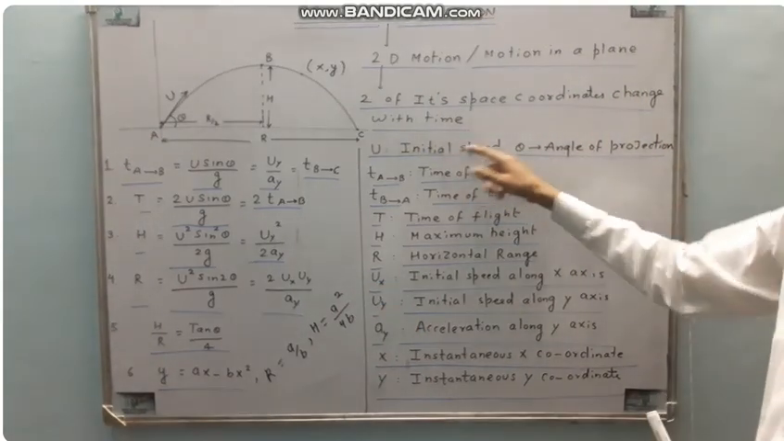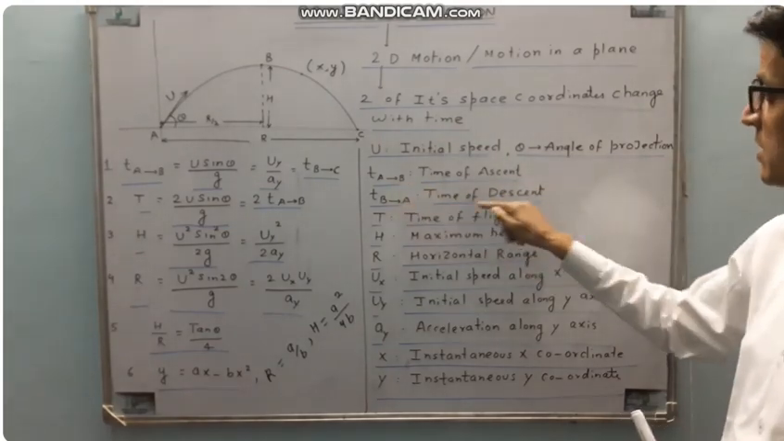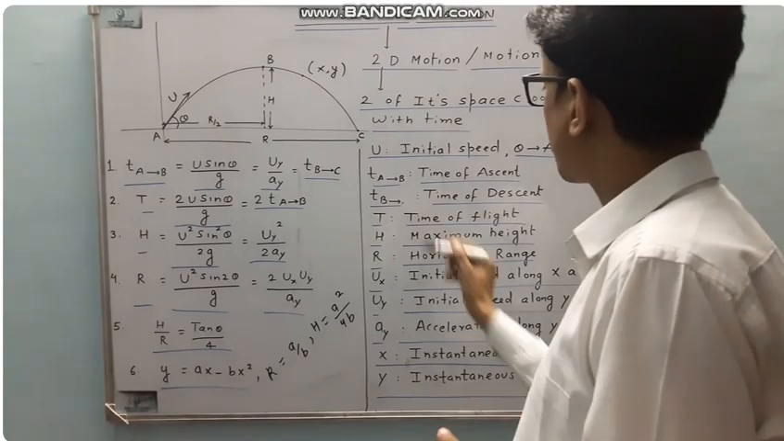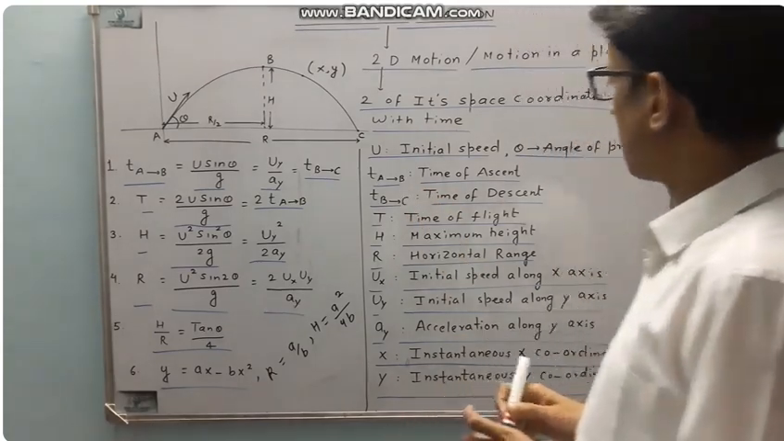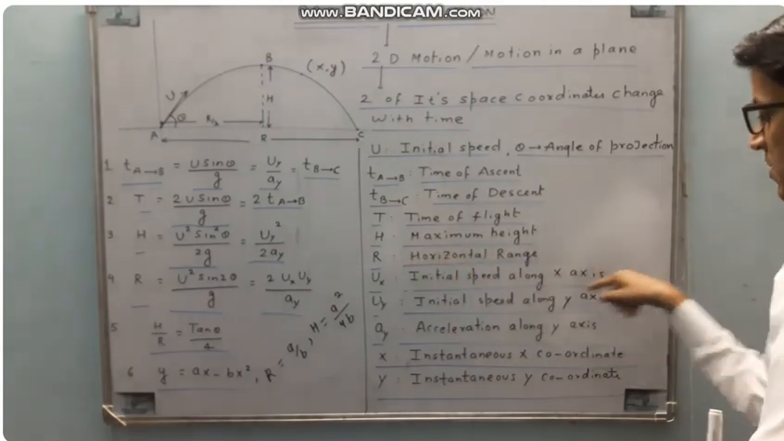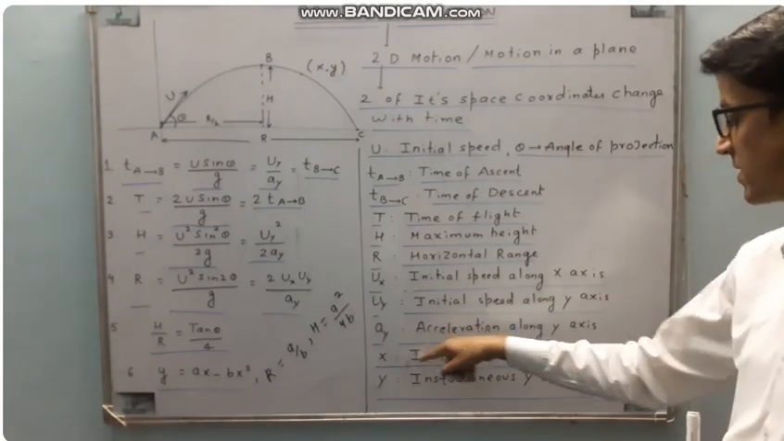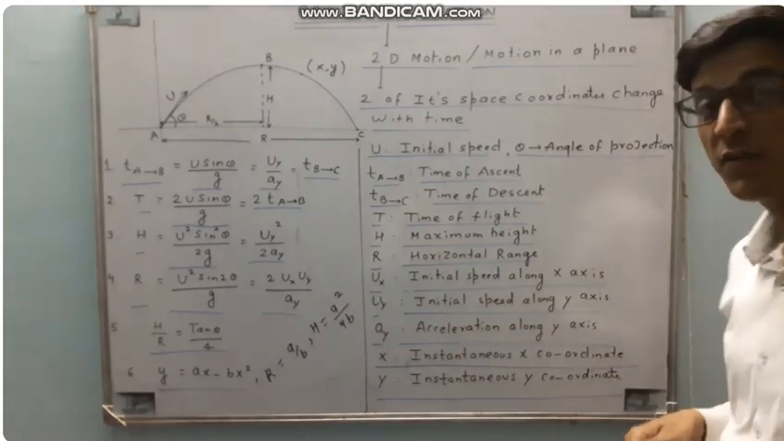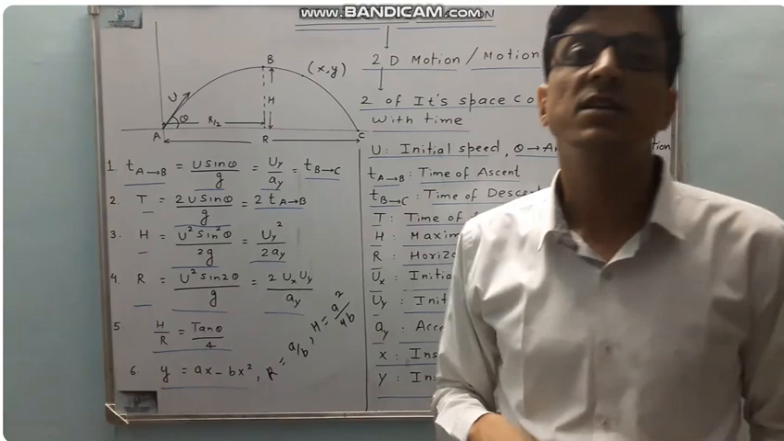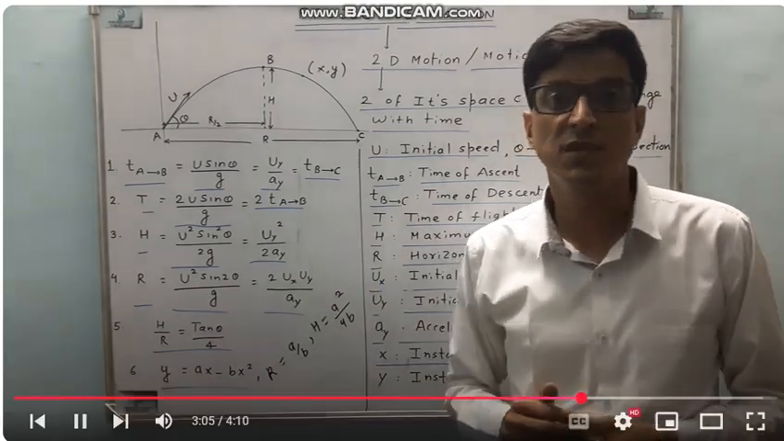So u is the initial speed, theta is angle of projection, t AB is time of ascent, t BC is the time of descent. Capital T is time of flight, capital H is maximum height, R is horizontal range, ux is initial speed along x-axis, uy is initial speed along y-axis, ay is acceleration along y-axis, x is instantaneous x coordinate, and y is instantaneous y coordinate. So this is information related to the projectile motion.